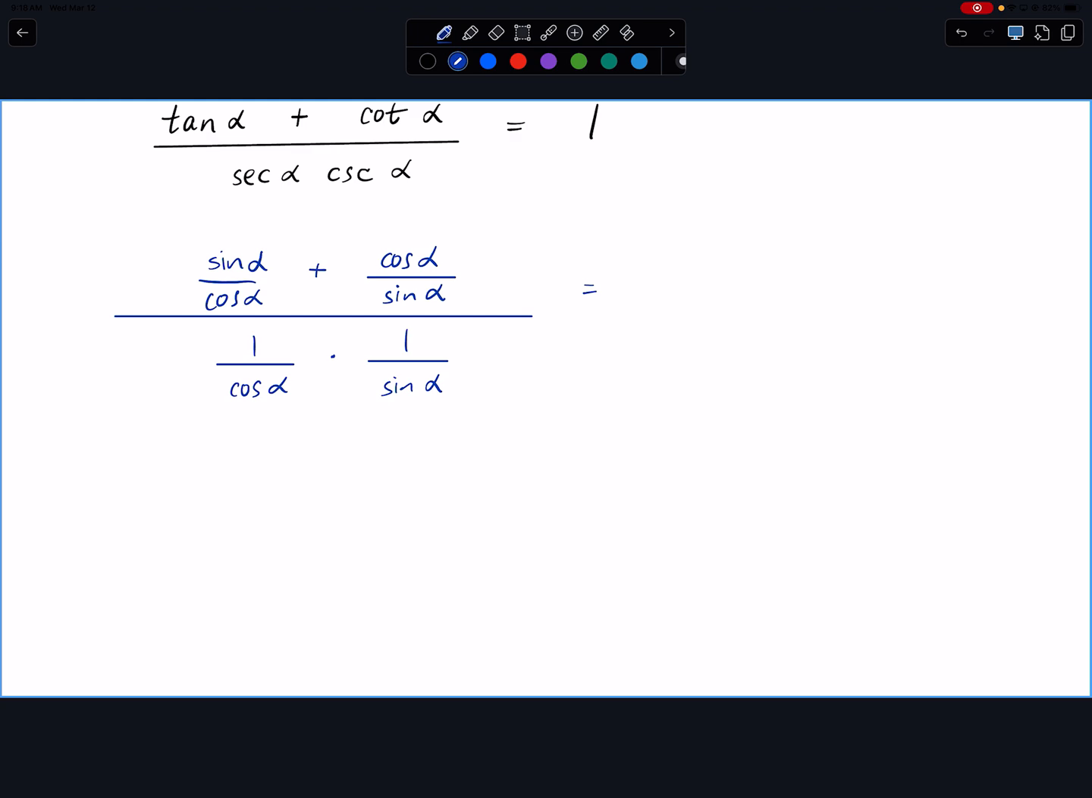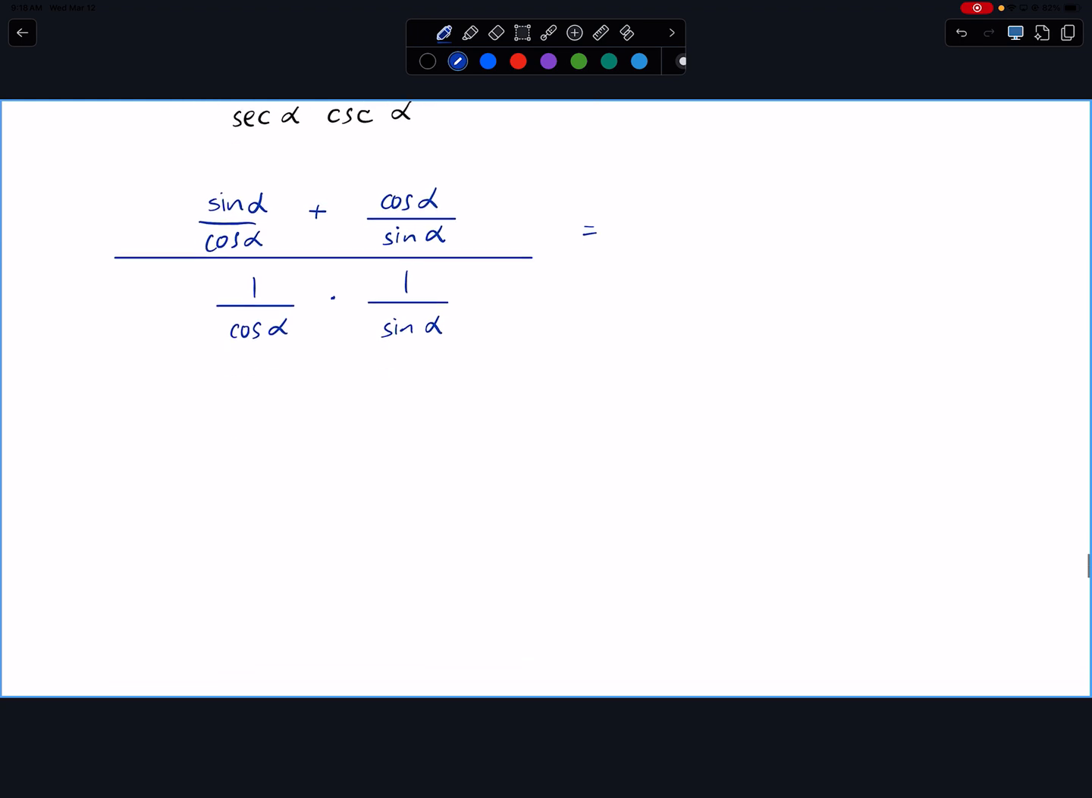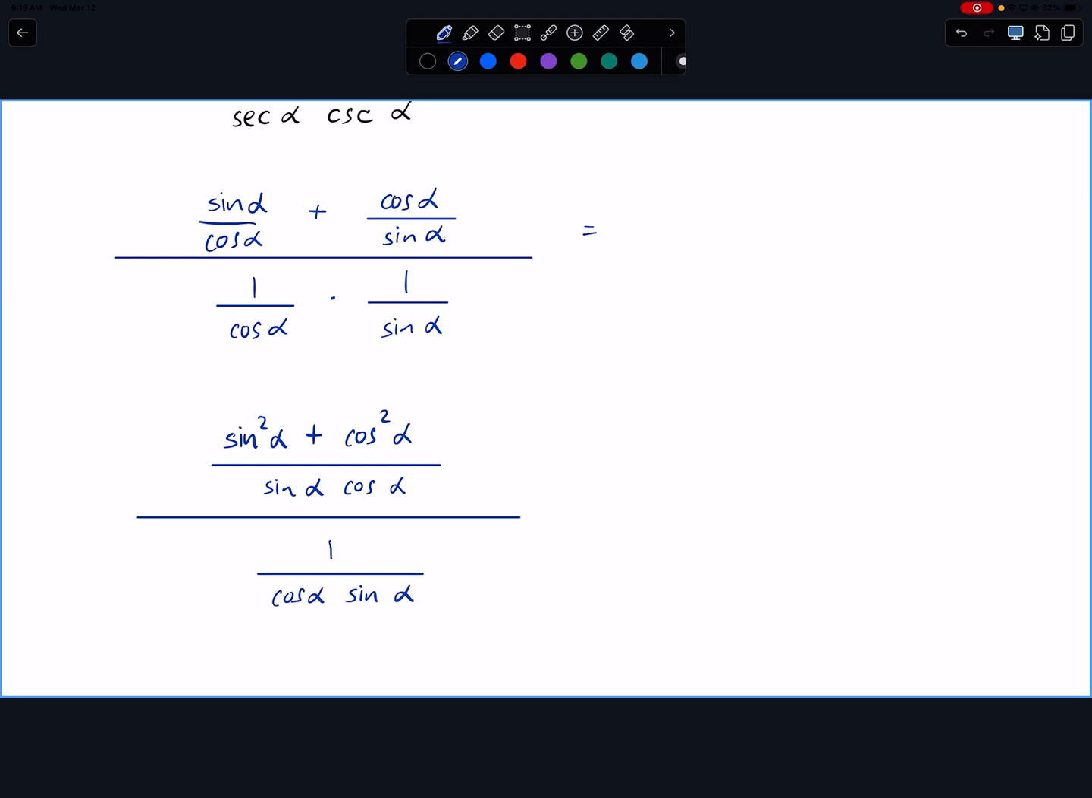Okay. Do you guys agree this is the exact same fraction we just added in the last problem? So if I get a common denominator, remember this became sine squared alpha plus cosine squared alpha all over sine alpha cosine alpha, divided by, if I multiply the denominator of this big fraction, this just becomes 1 over cosine alpha sine alpha.